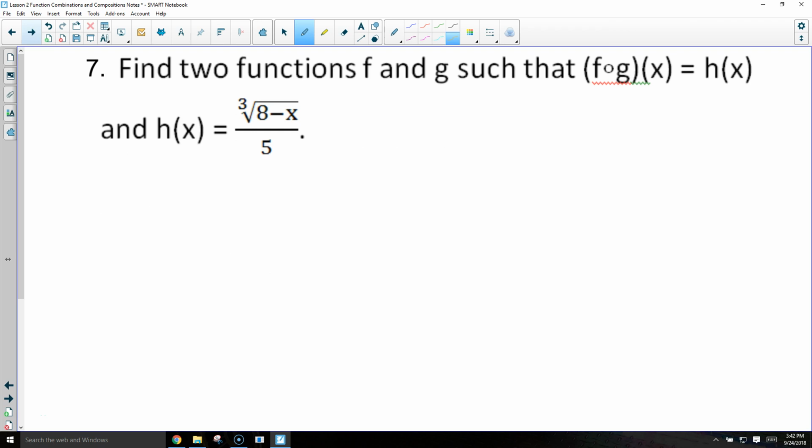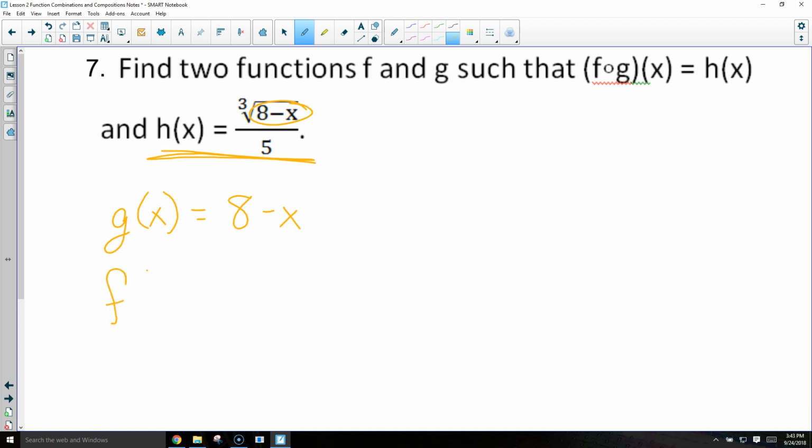Find two functions f and g such that f composed of g equals h of x, and they give us our h of x equation. So I'm going to start off with my inner function g of x, and I go, okay, what's inside most of this? And that would be 8 minus x. 8 minus x is underneath my cube root sign.